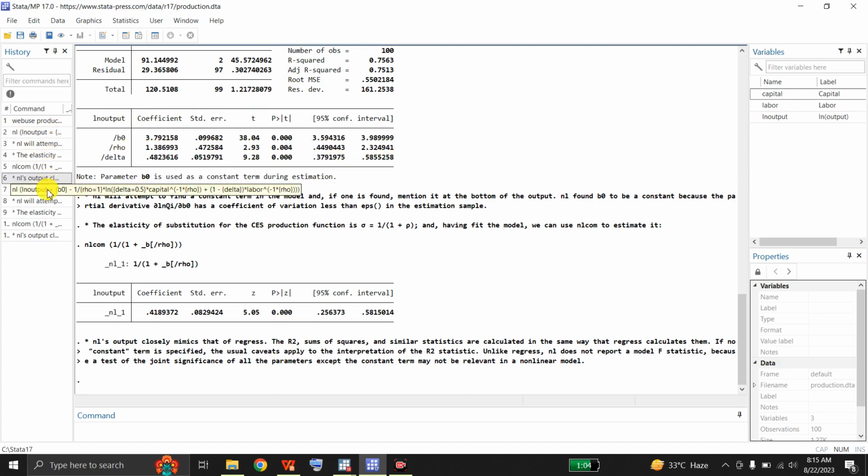Ladies and gentlemen, this is how we estimate the constant elasticity of substitution production function, and this is the interpretation and explanation of this function. I also gave you some theoretical foundation of the constant elasticity of substitution production function. I hope this was useful for you. Thanks for stopping by.